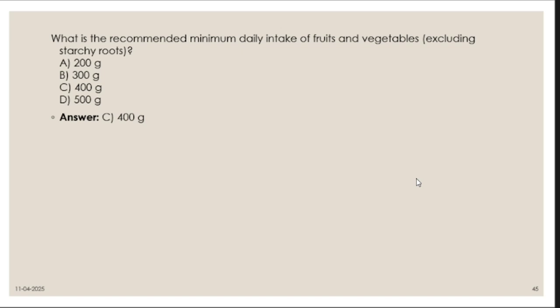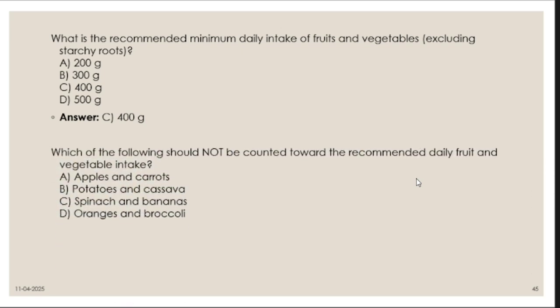What is the recommended minimum daily intake of fruits and vegetables? 400 gram. And this is the last one. Which of the following should not be counted towards the recommended daily fruit and vegetable intake? What should not be counted? Yes, you are right.